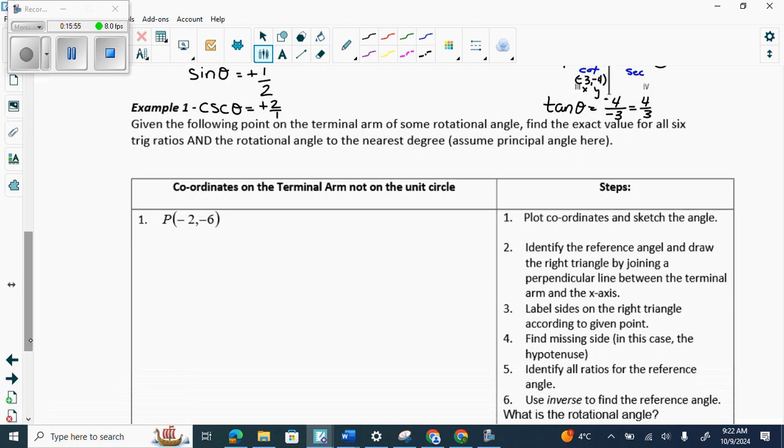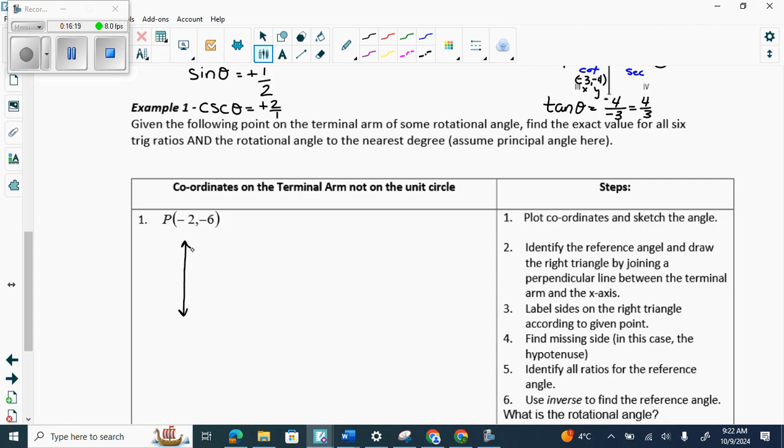So here, it says, given the following point on a terminal arm of some rotational angle, find the exact value for all 6 trig ratios and the rotational angle to the nearest degree. Now, all we're going to do right now is literally just get the 6 trig ratios. We're going to practice that, and we'll come back to the rotational angle, because too much at one time isn't always a good thing. Like ice cream, you know what I'm saying? All right.